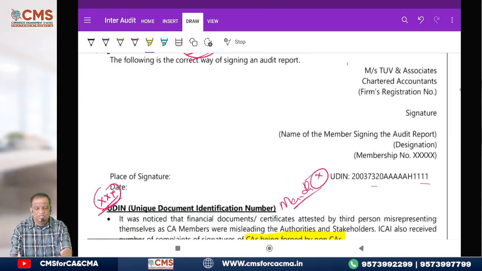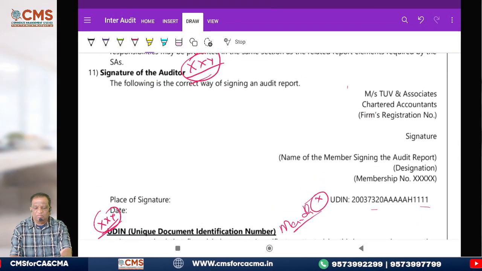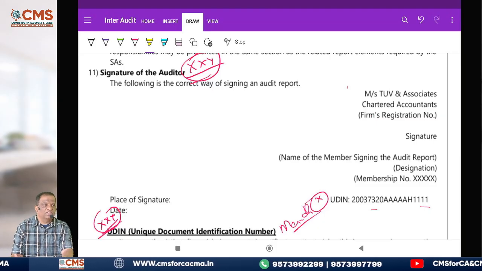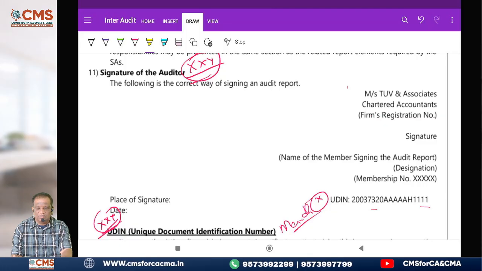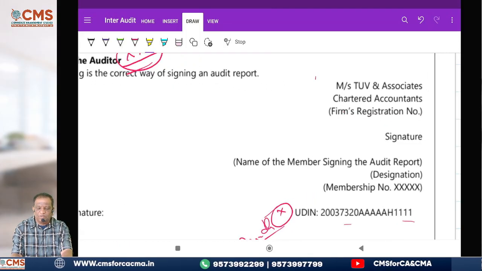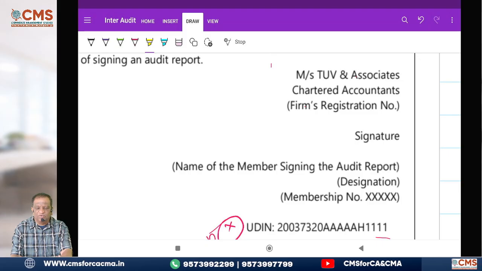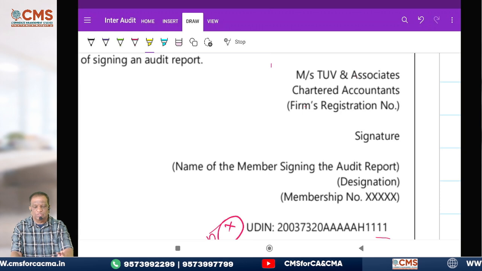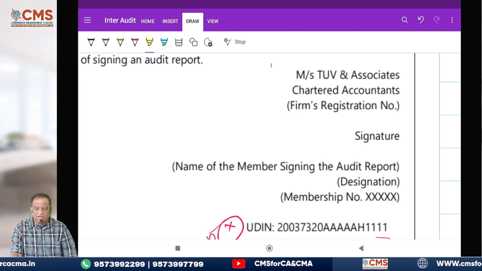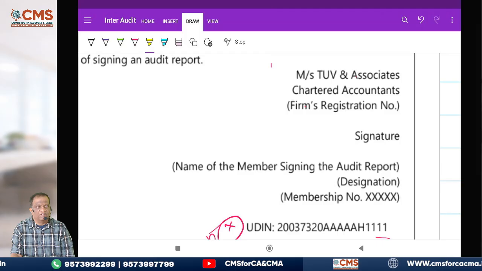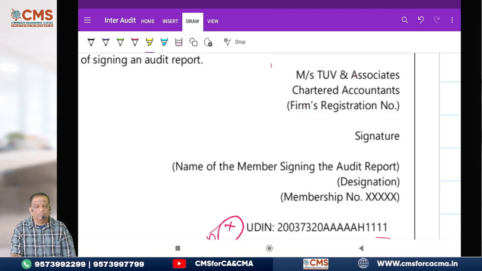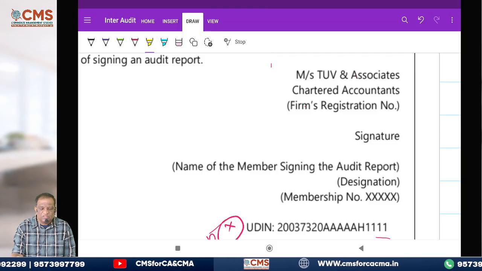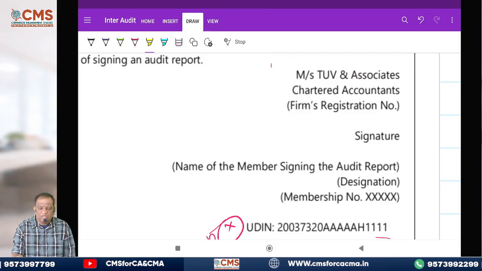And then the signature. Very rarely, not multiple times, but still he asks about the format of the signature. Is it okay if I simply sign and give it? No, it's not sufficient to simply sign and give. There is a particular manner. If he is signing on behalf of the firm, like TUV Associates or XYZ and Associates, then he will have to say Chartered Accountants, and he is supposed to give the firm registration number. Then he will sign. Before the signature: name of the firm, Chartered Accountants, and firm registration number. And after the signature: name of the member, designation, and membership number.